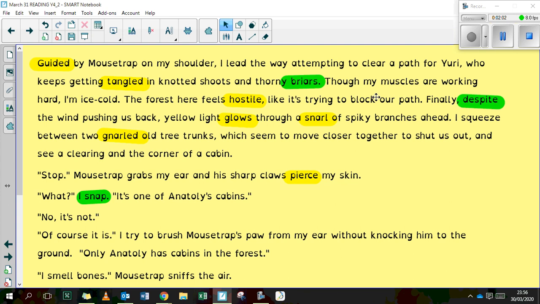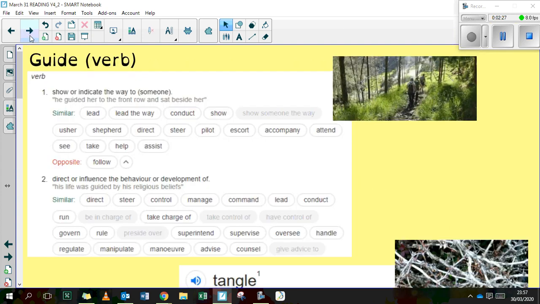Though my muscles are working hard, I'm ice cold. The forest here feels hostile. So what feeling is that for the forest to feel hostile? Like it's trying to block our path. Well, we've got a bit of an idea there. If something is trying to block your path, it's not helping you. So the word hostile is going to be quite a negative word. It's not helping if it's hostile.